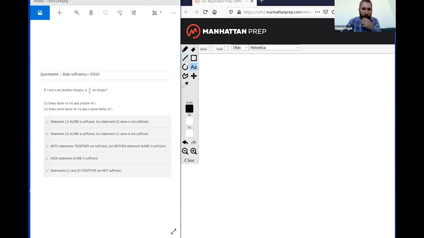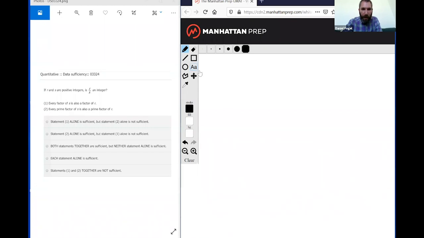Every prime factor of S is also a prime factor of R. Okay, well, the situation we were just talking about would give us a yes. So can we get a no here? Every prime factor of S is also a prime factor of R. So yeah, if they have the same prime factors, but R has more of them.